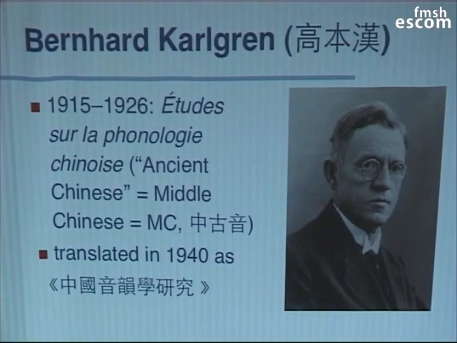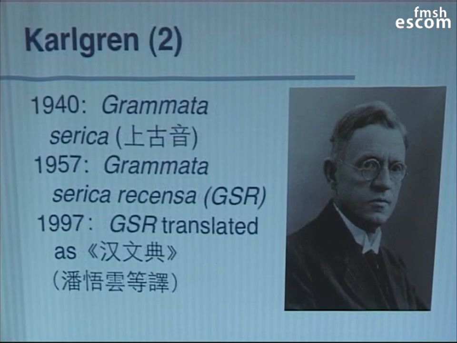So, the next step is Bernhard Karlgren, Gao Benhan. This is he. I don't know that I would want to have dinner with this man, but actually my teacher did have dinner with him and said he was quite a nice guy. So he wrote a doctoral dissertation called Etudes sur la Phonologie Chinoise, and it was translated in 1940 into Chinese by four famous linguists. Zhongguo Yinyunxue Yanjiu is the title in Chinese.